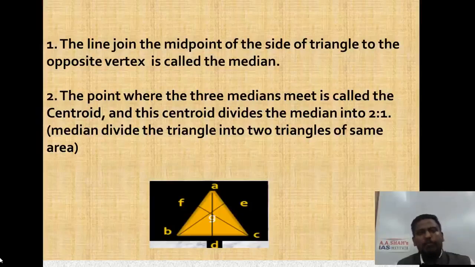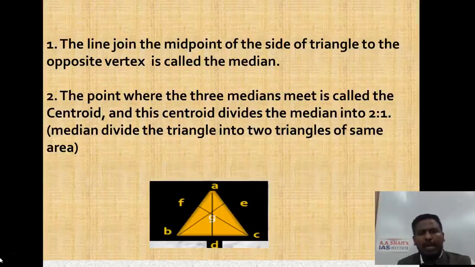Similarly, the line from the angle B touches the midpoint of AC at point E. Same goes with the line from A, which touches at the midpoint of the base BC. Now, these lines which join the vertex and the midpoint of the opposite side are called medians. Now, each median divides the triangle into two equal areas.